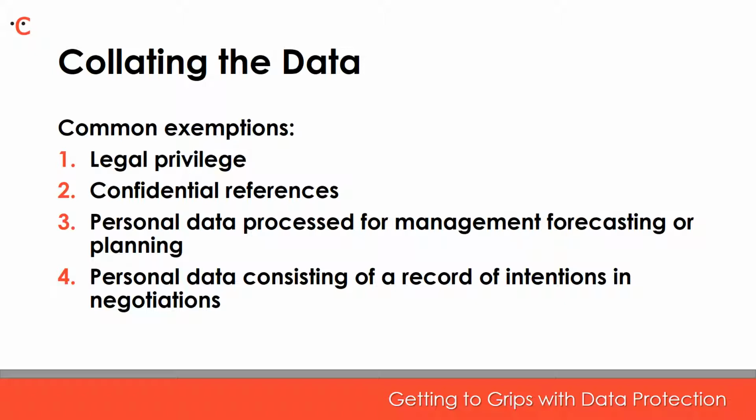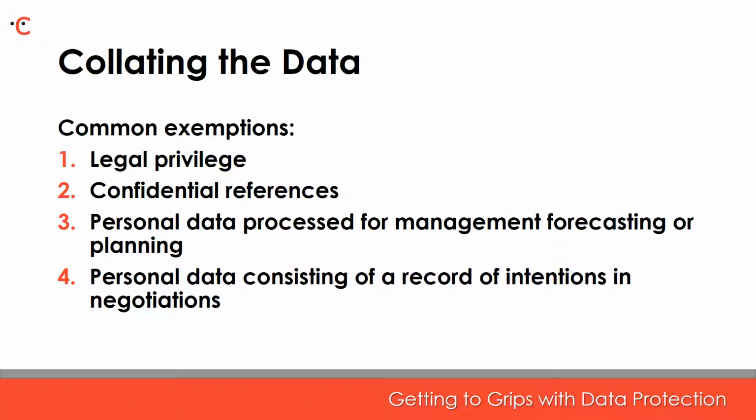Thirdly, where the information is processed for management forecasting or planning, and disclosure would likely prejudice the business or other activity of the organisation, it can be withheld. So, for example, if a business draws up plans for redundancies but hasn't announced these to its workforce yet, then it may want to refuse to disclose these as part of a subject access request on the basis that this would prejudice the business by causing unrest with the rest of the staff in advance of the announcement.